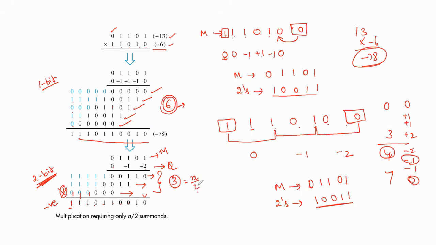That is the procedure for how to reduce the number of summands to n by 2 with the help of the bit pair recoded method. In this way we can reduce the number of summands, which means we can increase the speed of the multiplication operation, within only 3 steps. So this is the multiplication of 2 numbers using the 1 bit recoded method and the 2 bit recoded method.